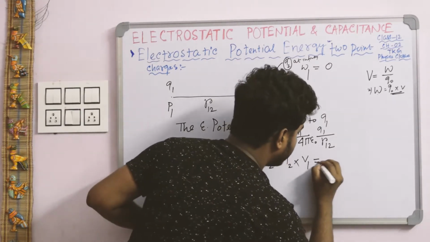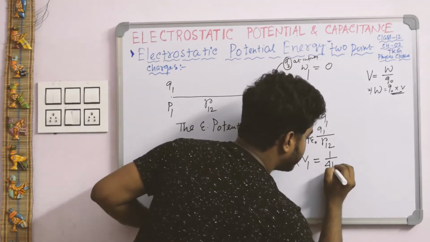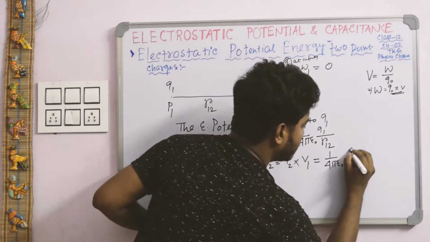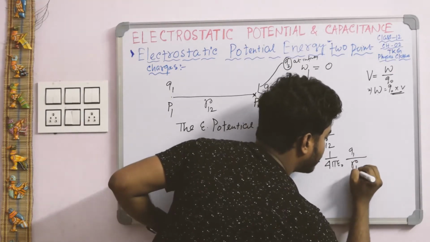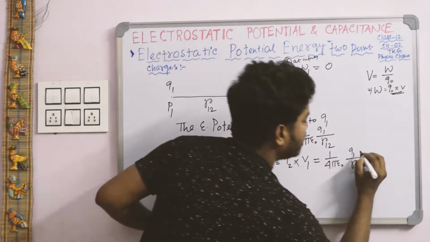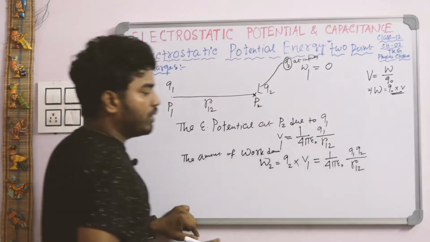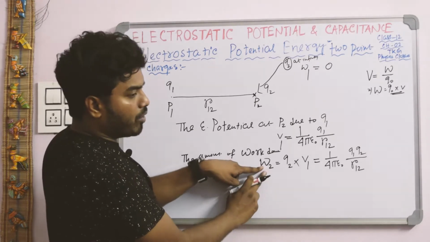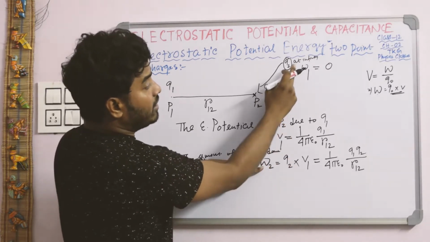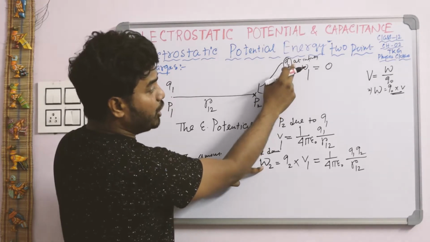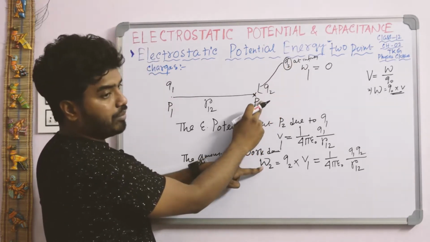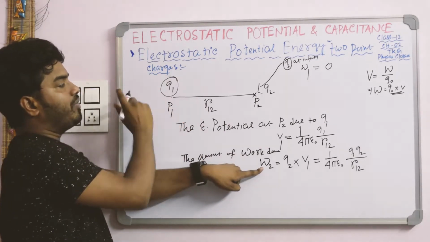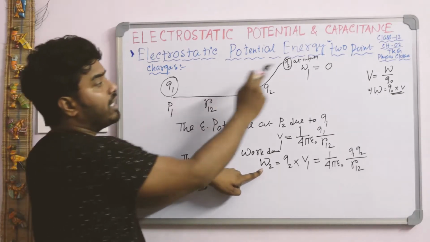Now putting the value, that is 1 by 4 pi epsilon naught Q1 Q2 by R12. This is the amount of work done, which is represented by W2, and this amount of work done is in moving a test charge Q2 from infinity to point P2. And for a single point charge Q1 taken from infinity to point P1, the amount of work done is 0.